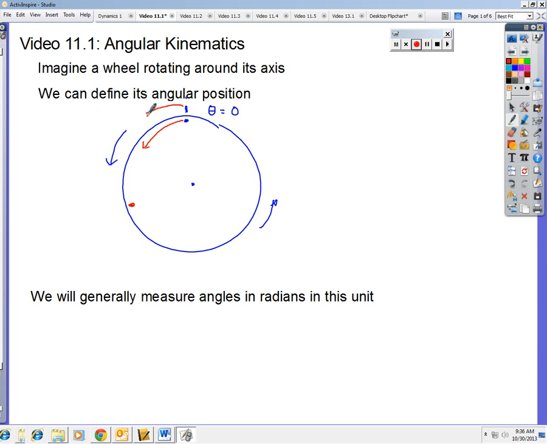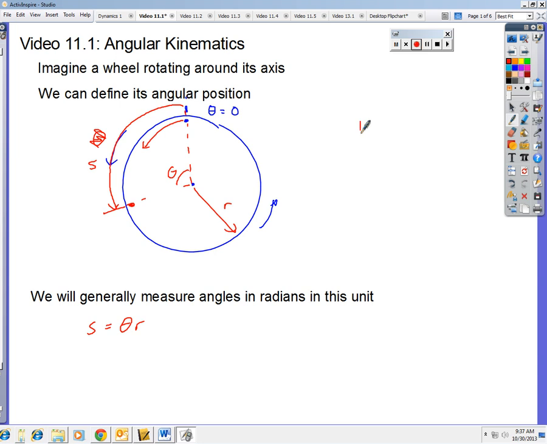Now in this case the angular position would be the angle it's rotated through, which is theta. And theta we're generally going to measure in radians because the distance traveled, so theta is the angle, really, the distance traveled is the arc length s. And if we measure in radians, s equals theta times r, where r is the radius of the wheel. And that's why radians are useful.